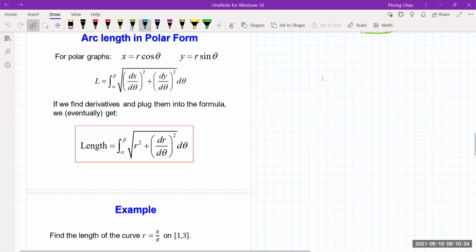So let's recall the arc length in parametric form. If you look at this formula here, this is the parametric form when we want to find the length of the parametric equations, right?